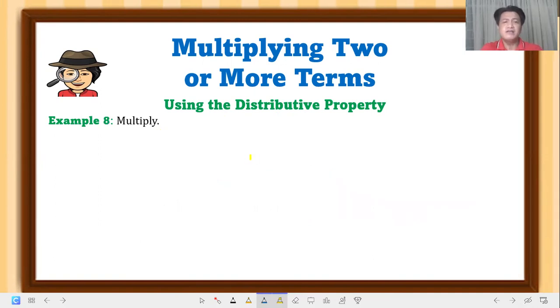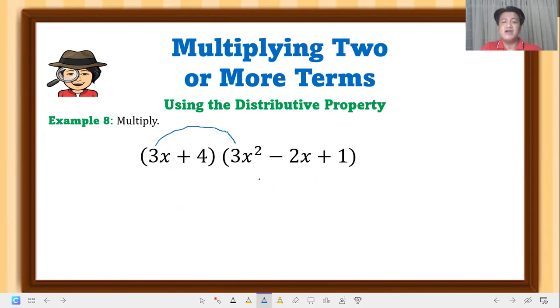Okay, so number 8 natin, we have this 3x plus 4 times trinomial. Okay, binomial times trinomial, no? All you have to do is distribute 1 by 1, di ba? 3x times 3x squared, that will become 9. Then, copy the base, then add the exponent. Kaya 1 plus 2, 3, kaya x cubed ito.